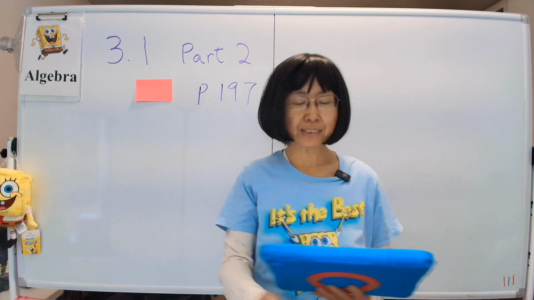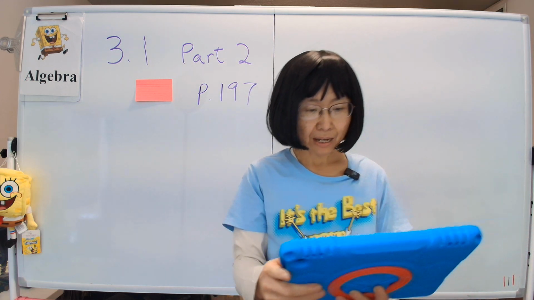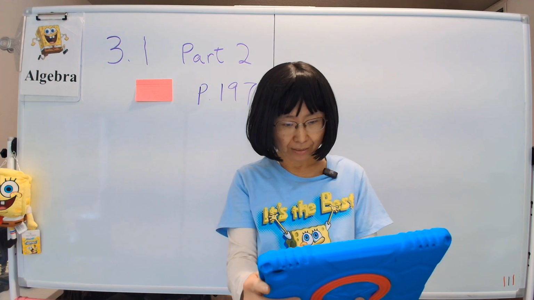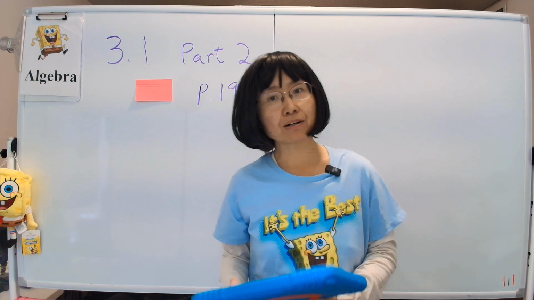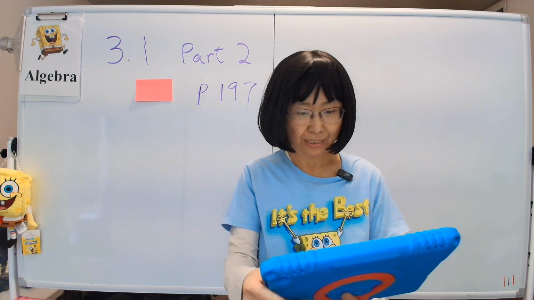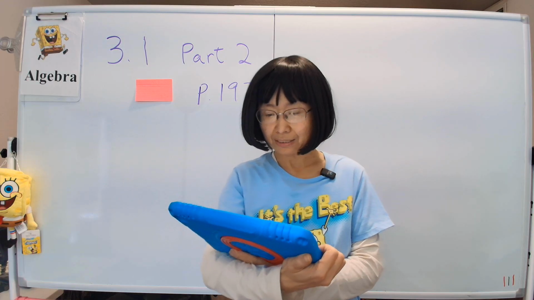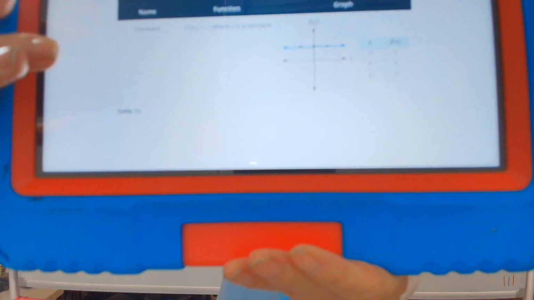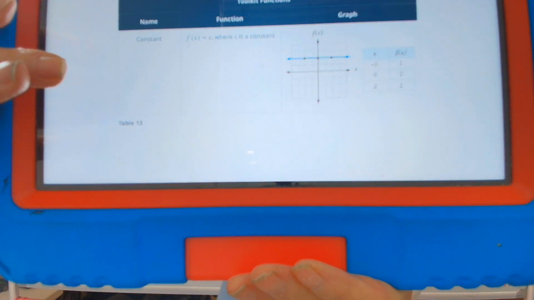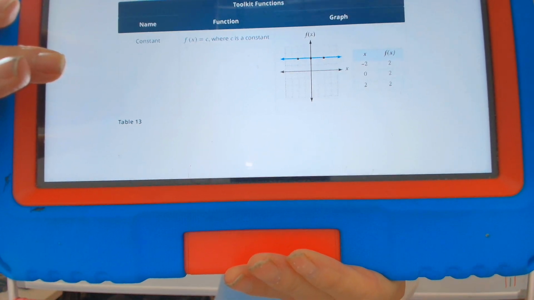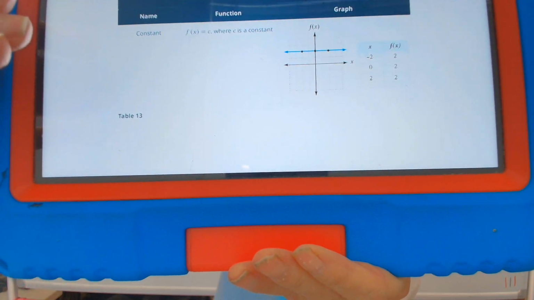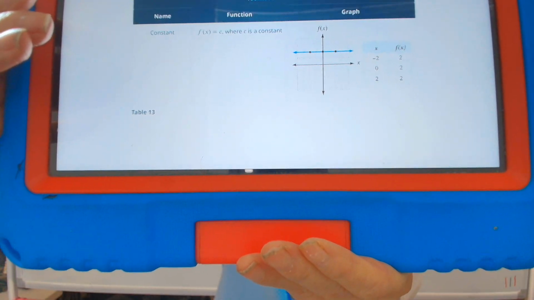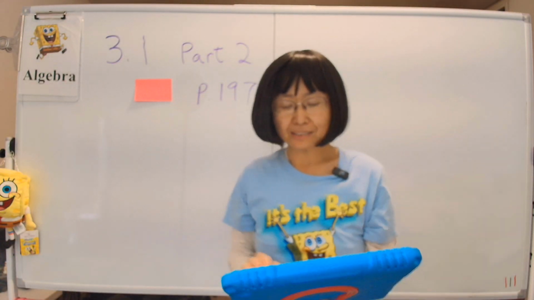Continuing on page 197, we are going to look at the graphs of various functions. First, let's look at the graph of a constant. If f of x is some constant, such as 5 or 3 or anything else, then you will have a horizontal line like this. In this case, f of x is 2, so you have a line with a height of 2. Let's look at the next page.